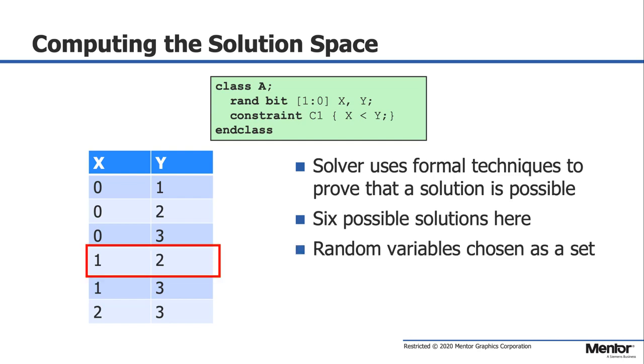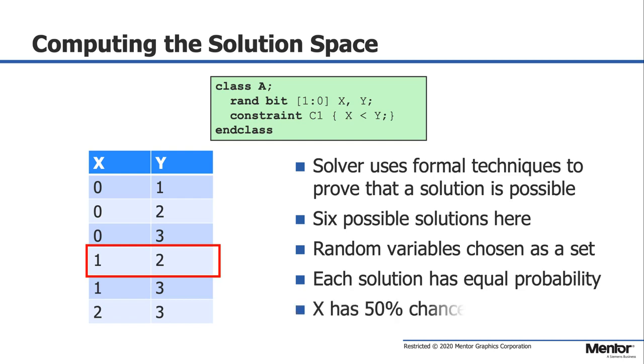The constraint solver will pick the random variables as a set. So it might choose x equals 1, y equals 2. And each solution has an equal probability of being chosen. So out of these 6 solutions, we see that x has a 50% chance of being 0.